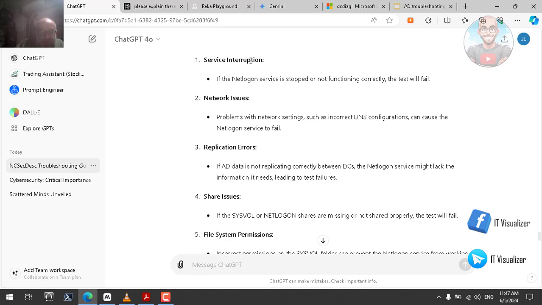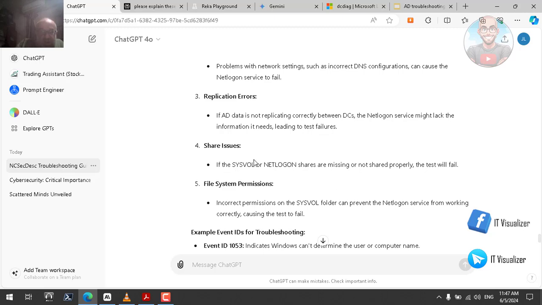We all know the first one is very straightforward. But what if there is a problem with DNS? How will this affect the Netlogon service? If there is a problem with the replication, how will this affect the Netlogon service? If there is a problem with the share, if the sysvol and Netlogon folders are not shared, how will this affect the Netlogon? Okay, if the permissions on the sysvol folder are not correct, how will this affect the Netlogon service? We all know that the users or authenticated users should have access to these two folders to apply the group policies and scripts, but what is the relation of these permissions to the Netlogon service?